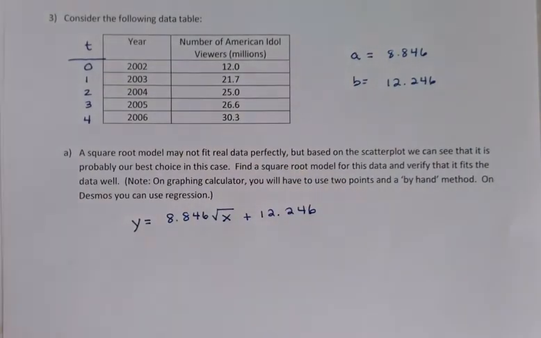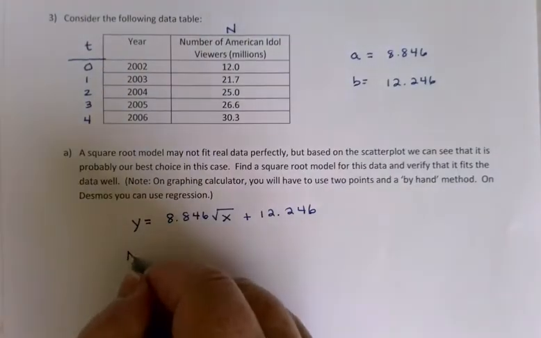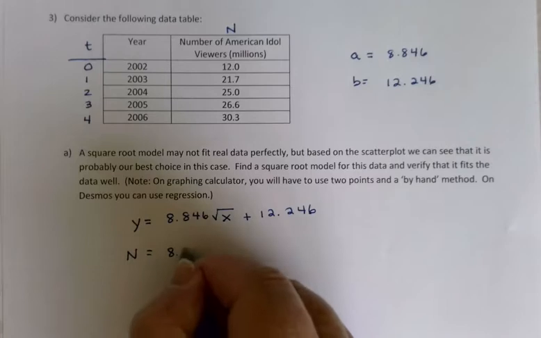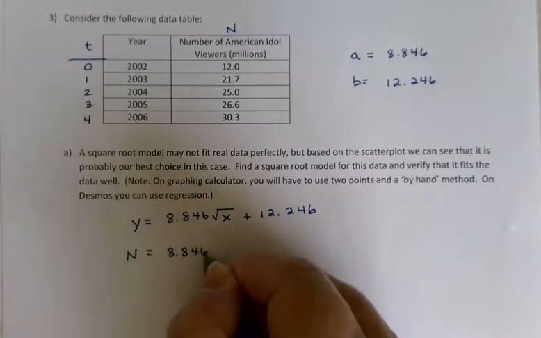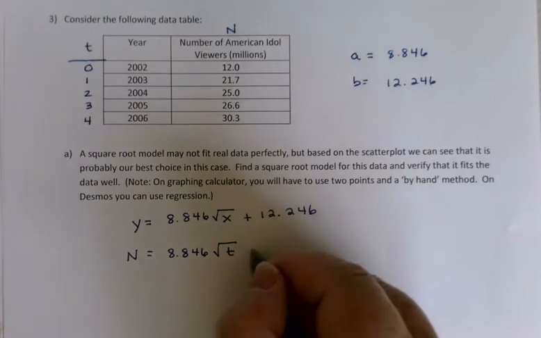And actually, if I'd like to change this and use reasonable variables, I might use n for the number of viewers. And then t was my number of years after 2002.